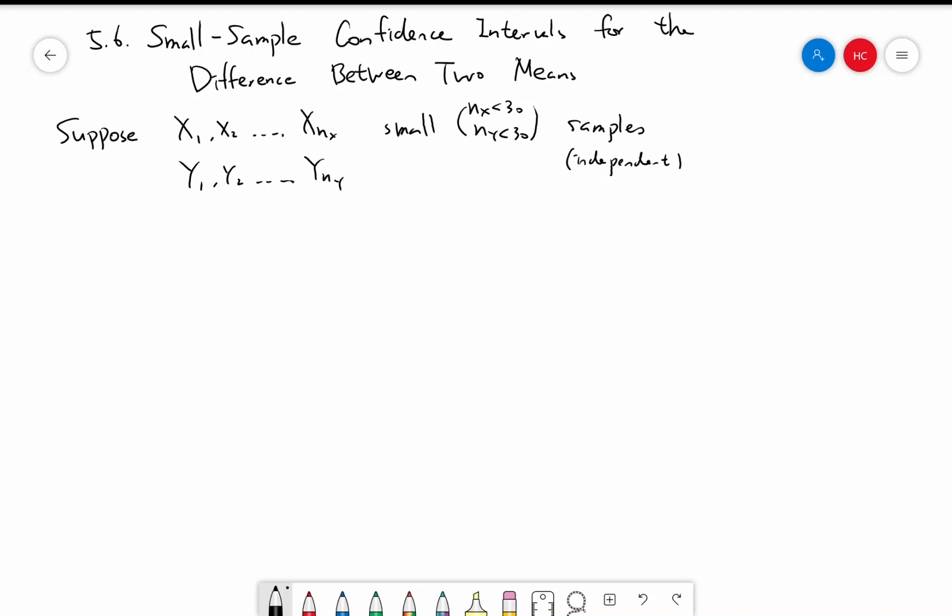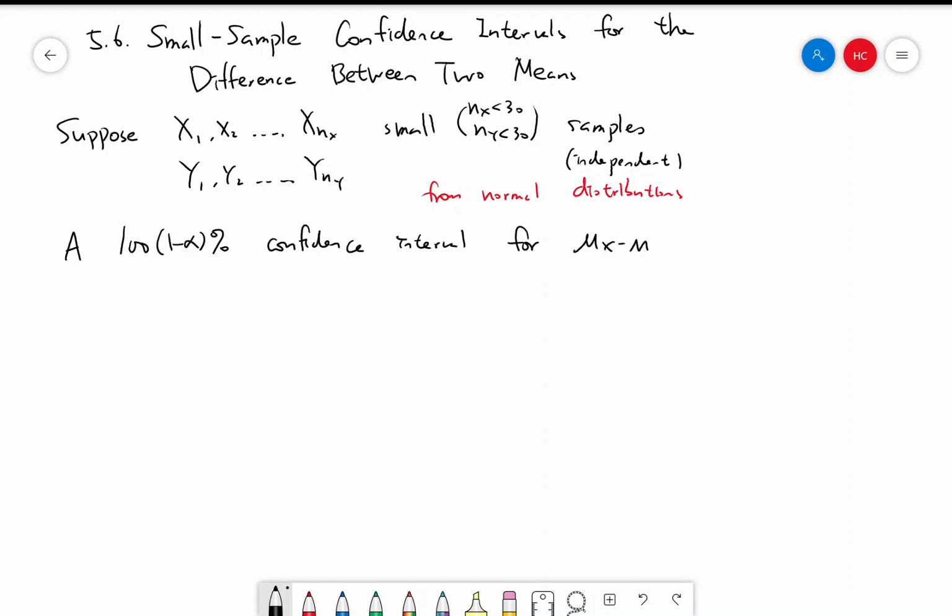Because we're talking about small samples, we need to assume they are from a normal distribution. Okay, then we can construct a 100 times (1 minus alpha) % confidence interval for the difference of population means. So the center is the difference of sample means, and we have the square root of the variances added together.